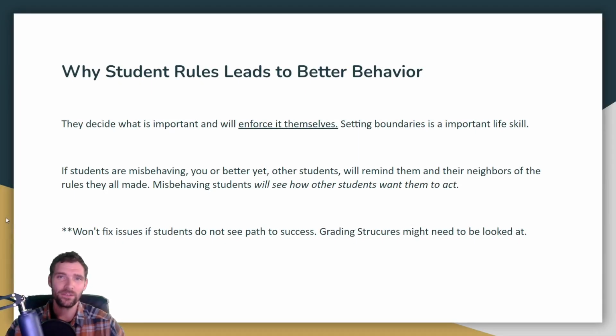When the students make the rules, they've decided what's important to them, and they're going to tell their peers, hey, you're breaking my rule, or our rule, and this is an agreed upon rule. You agreed to this as well, right? You could have said something when we were making these rules, but you didn't. So you can imagine these conversations that students will have when they have actually made these rules.